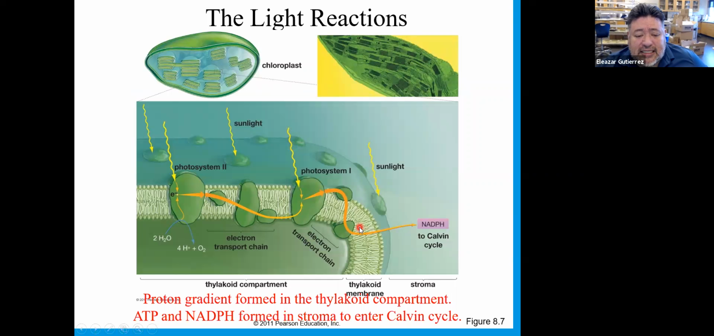Okay, this is the big picture. This is arguably the most important picture in this chapter. Look at what's going on here. Here's photosystem 2 being first. Here's photosystem 1 being second. Now notice.